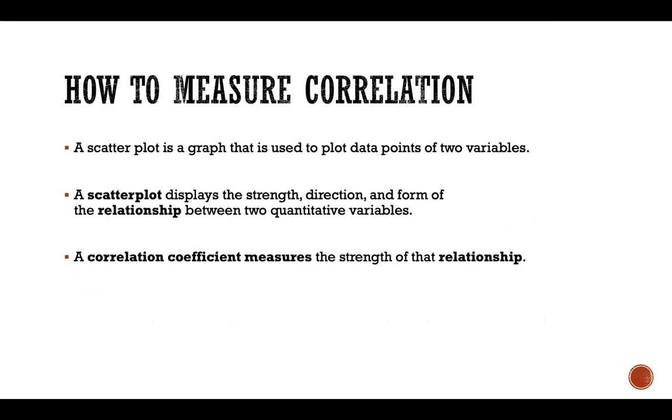We have already discussed the scatter plot, where we plotted the points on a chart, which displayed the strength, direction, and form of a relationship. Strength can be a strong relationship, moderate relationship, weak, or no relationship at all. Direction can be positive or negative, and form can be linear or non-linear.